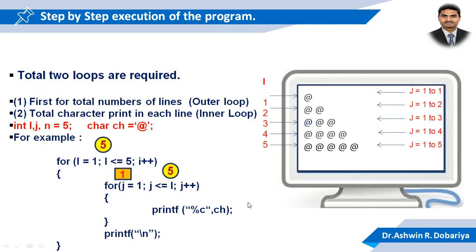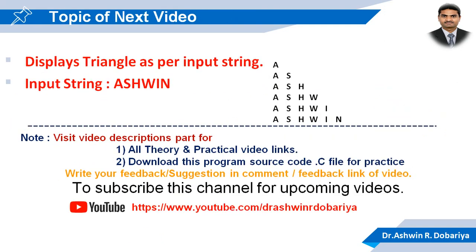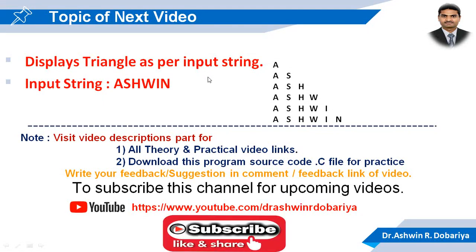So I hope friends you enjoyed this video and understood the logic of how we can write this, and in the upcoming video, in the next video, we will discuss again a character triangle, but these characters will be displayed according to the input string. So suppose if I input my name Ashwin, then it will display the triangle form like that, A, AS, ASH, ASHW. So this kind of program we'll discuss in the next video.